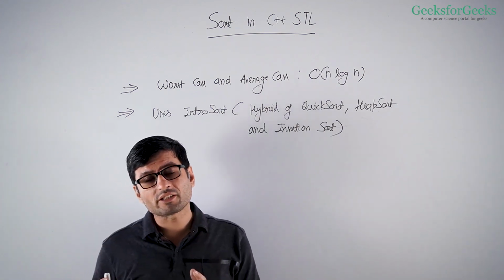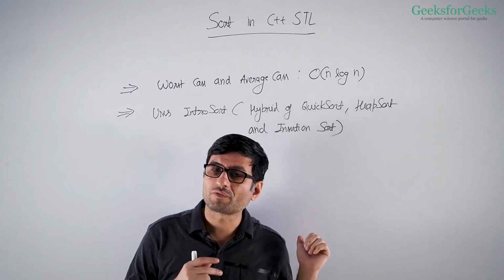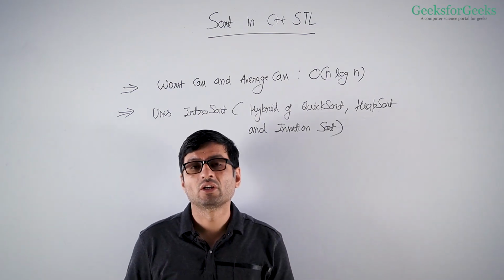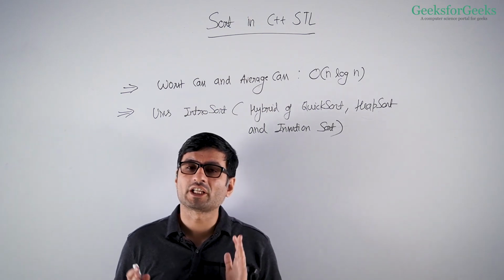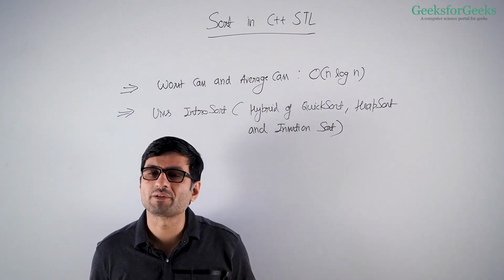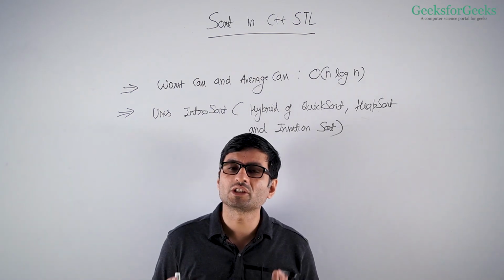So the worst case performance and average case performance of the sort function is n log n. Also the number of comparisons it does is n log n. So it's an n log n algorithm, which is an optimal time for any general purpose sorting function, and it internally uses intro sort.